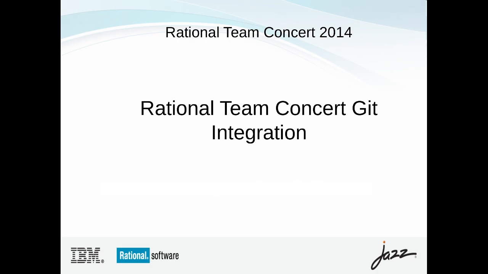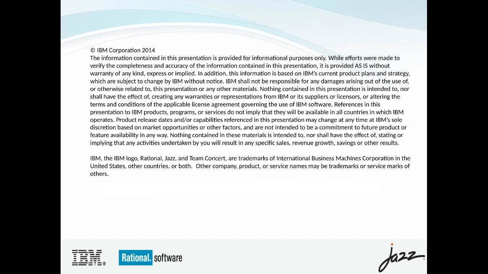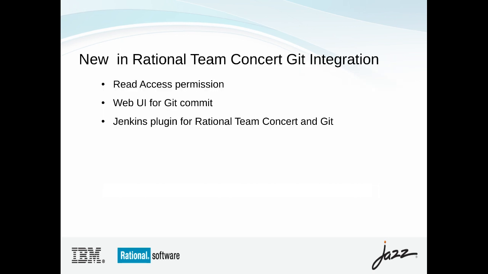In this video, I will be demonstrating the new features in Rational Team Concert Git integration. We have added three enhancements to Rational Team Concert Git integration: a new permission to control read access to the Git repository, a new web UI to view commit information, and a new Jenkins plugin for Rational Team Concert to have better integration with work items and builds.